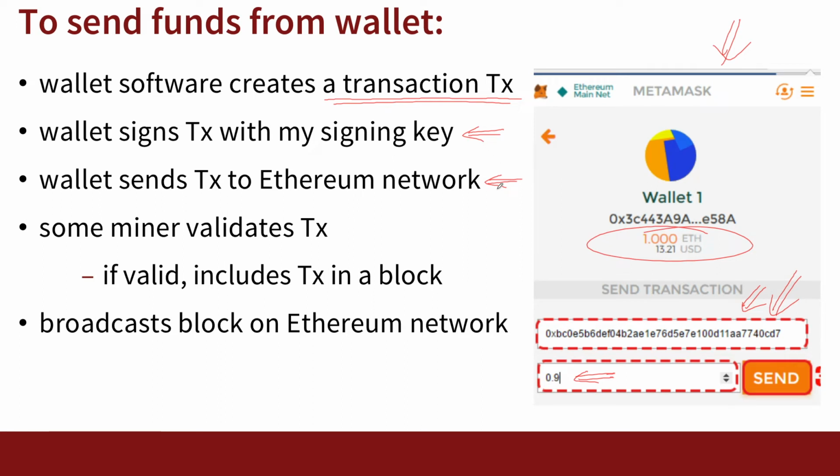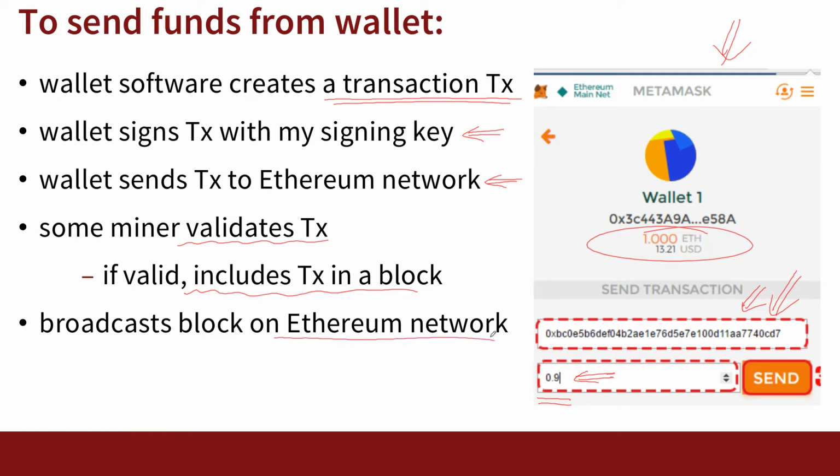Now, what happens on the Ethereum network? Well, a miner is going to go, and remember, miners are the ones who write data to the blockchain. The miner will validate the transaction as valid. In other words, there are at least 0.9 ethers associated with that address, the signature is valid, and so on and so forth. And if the transaction is valid, the miner will include the transaction inside of one particular block, and then broadcast the block to the Ethereum network.